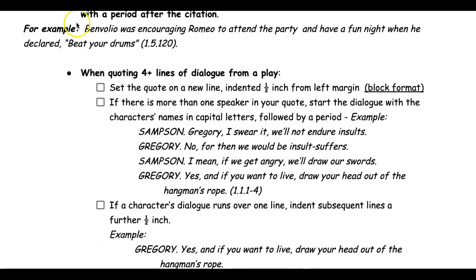So here's an example. Benvolio was encouraging Romeo to attend the party and have a fun night when he declared, and you have the quotation marks, beat your drums, here is our citation, and the period goes here. Remember, we don't have to write Benvolio because it's only one speaker and we've introduced him in this introduction sentence.